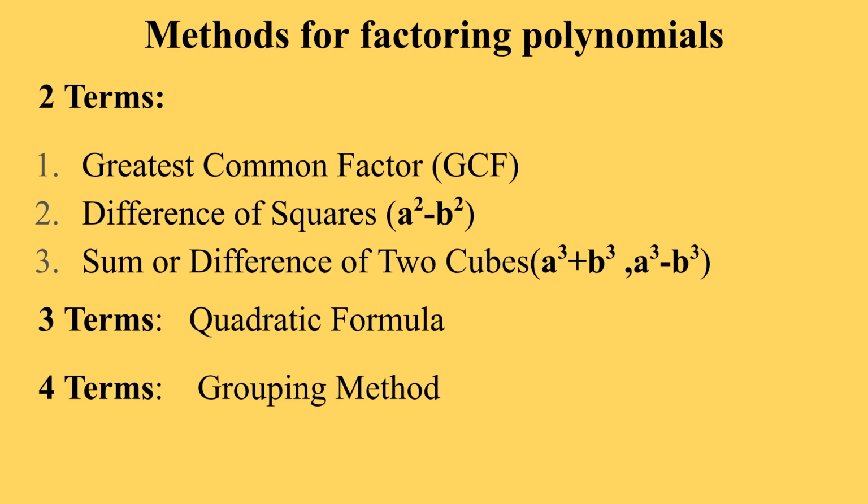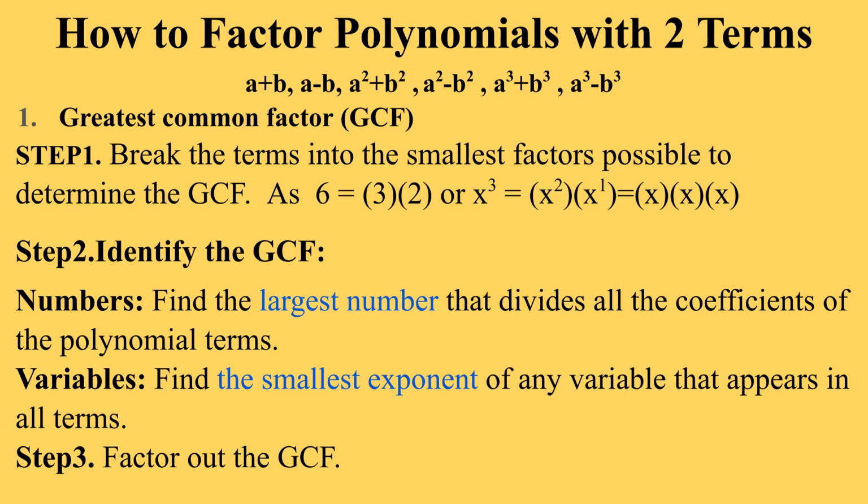For 2 terms, we have the greatest common factor, difference of squares, and sum or difference of 2 cubes. For 3 terms, we use the quadratic formula, and for 4 terms, the grouping method. We will focus on how to factor polynomials with 2 terms. The first method is finding the greatest common factor, or GCF.